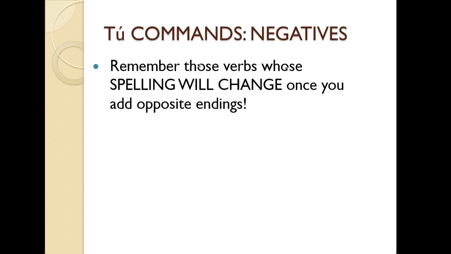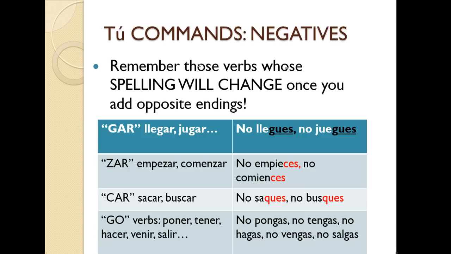Remember all of those verbs too, whose spelling is going to change once you add opposite endings. Think of these verbs like cargar, empezar. Remember that when I'm adding an E, because opposite endings of all of these A's are going to be E's. And remember how E's can change the sound of a lot of consonants, such as the G, so in gar. So notice what happens with these verbs.